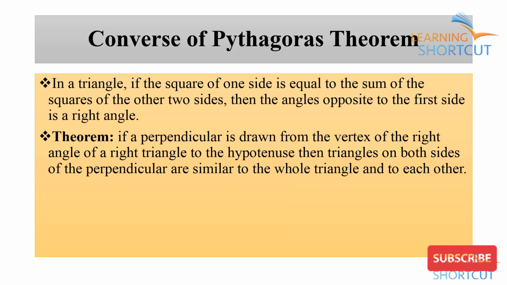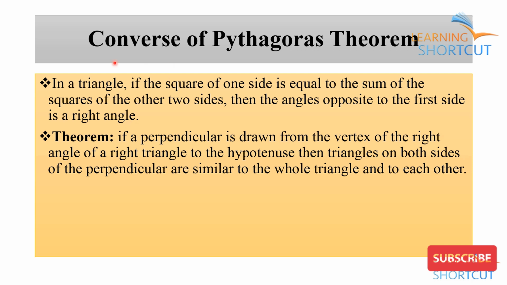Next, we are going to see the converse of the Pythagoras theorem. What is the converse of the Pythagoras theorem? In a triangle, if the square of one side is equal to the sum of the squares of the other two sides, then the angle opposite to the first side, this slanting side, will be a right angle.